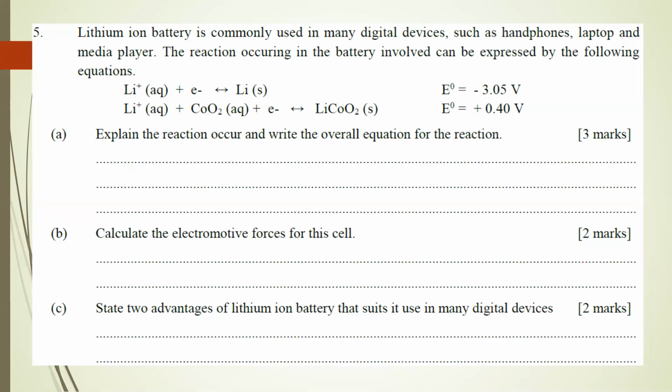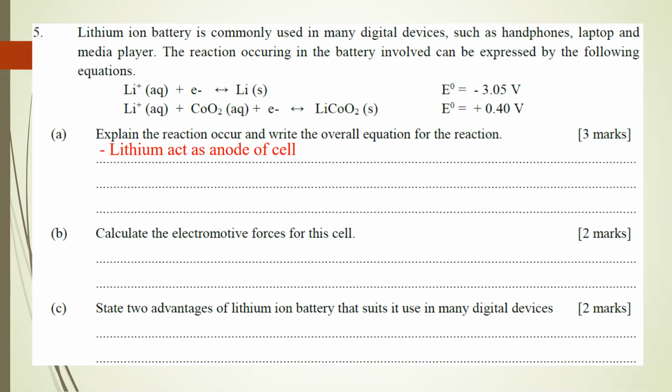A. Explain the reactions that occur and write the overall reaction equation. When they say lithium-ion battery here, you are making use of the lithium as the source of the battery to become the lithium ion. Then the lithium ion will react with the CoO2. So the first equation here should be reversed. Lithium will undergo oxidation.